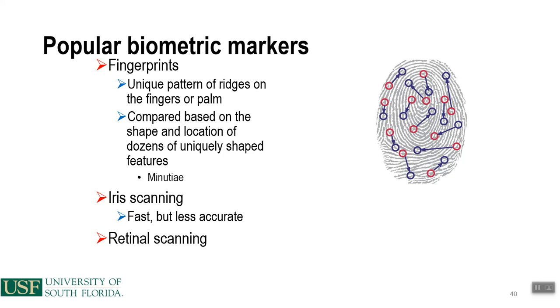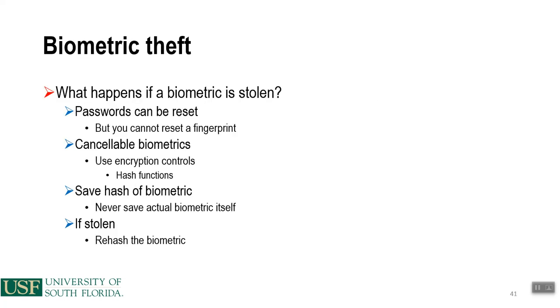There's also iris scanning. It's fast, but it's less accurate. And there's also retinal scanning as well. So biometric theft. What happens if a biometric is stolen? Passwords can be reset, but you can't reset a fingerprint. You can do what's called cancelable biometrics. Use encryption controls such as hash functions and so on. Save a hash of the biometric and never the actual biometric itself. And if it's stolen, then rehash the biometric. So you're not actually scanning the biometric. What you're doing is actually inputting a hash. And one thing I want to point out is that with all of these security controls, you may use one of them independently, but oftentimes what you'll find is that the strongest controls are when you combine them together.